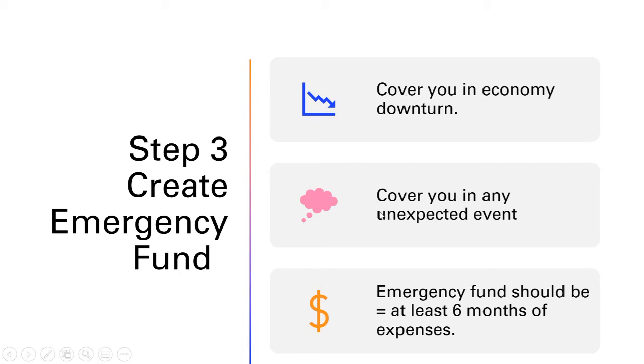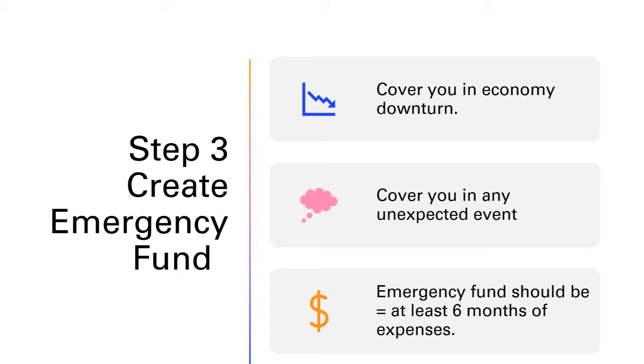Also, the emergency fund can cover you for unexpected events, such as if you had a car accident, so you lost the job, or you cannot go to the job, you are being forced to take unpaid leave. So your emergency fund can actually cover you if you have any unexpected event.